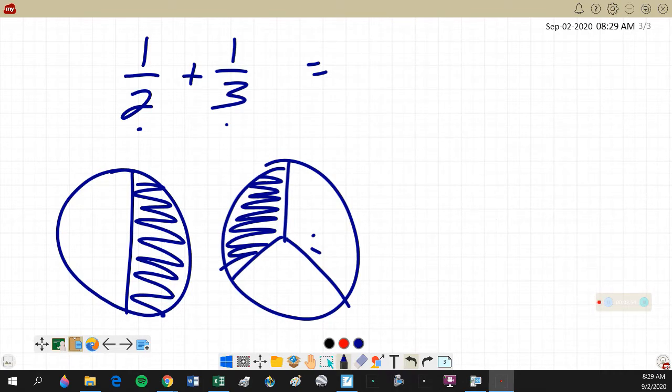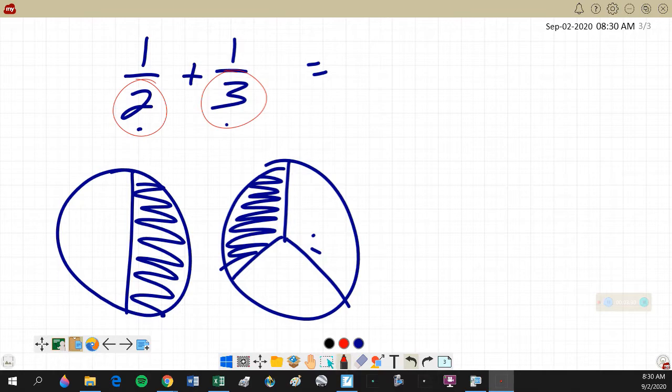So what do we do? Well, we find a common denominator. What does that do to the picture? It makes all of the pieces the same size. Right now, my half of a pizza is larger than my third of a pizza. So to say I have 2 pieces is kind of true, but the pieces are different sizes, so it doesn't really make sense to do it that way. So I need to find a number that 2 and 3 both go into. What do they both go into?